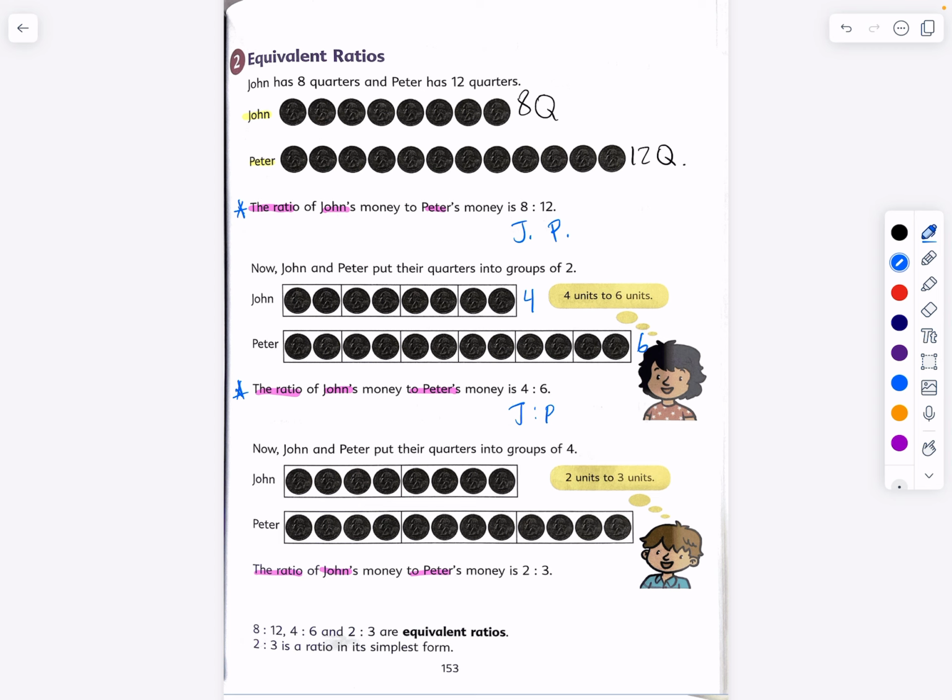And finally, we can group those coins into larger groups and combine them into 2 groups. So this is 2 groups of quarters for John, and this is 3 groups of quarters for Peter. And we again can say that the ratio of John's to Peter's money, J to P, is 2 to 3.